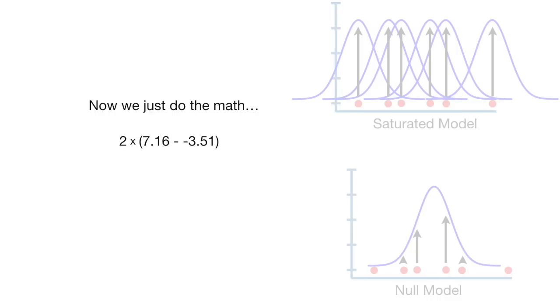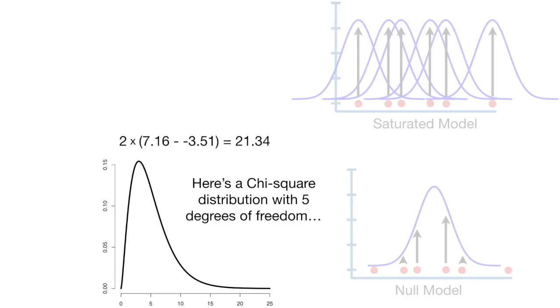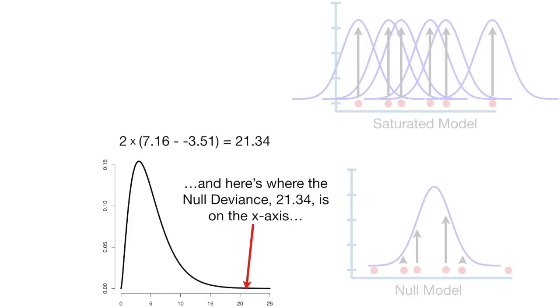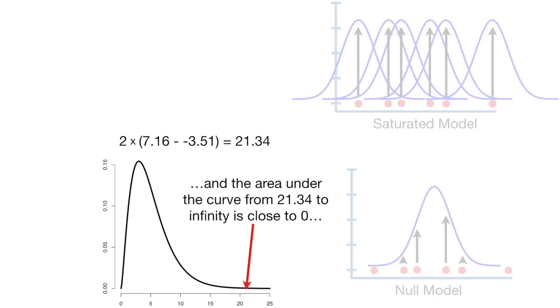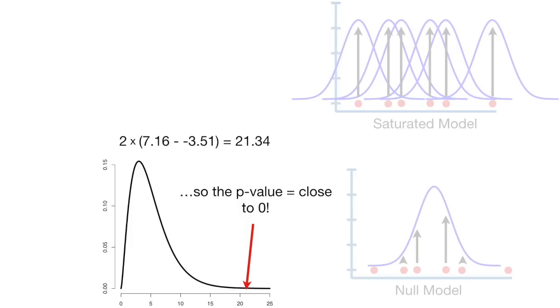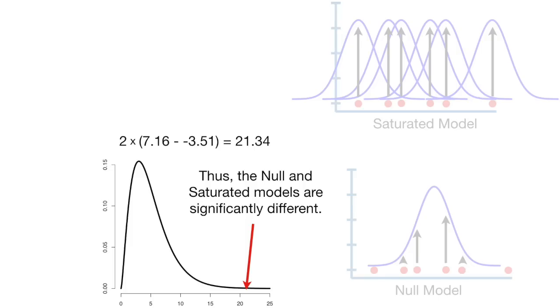Now we just do the math, and that gives us a value of 21.34. Here's a chi-square distribution with 5 degrees of freedom. And here's where the null deviance, 21.34, is on the x-axis. And the area under the curve from 21.34 to infinity is close to 0. So the p-value equals close to 0. Thus, the null and saturated models are significantly different.